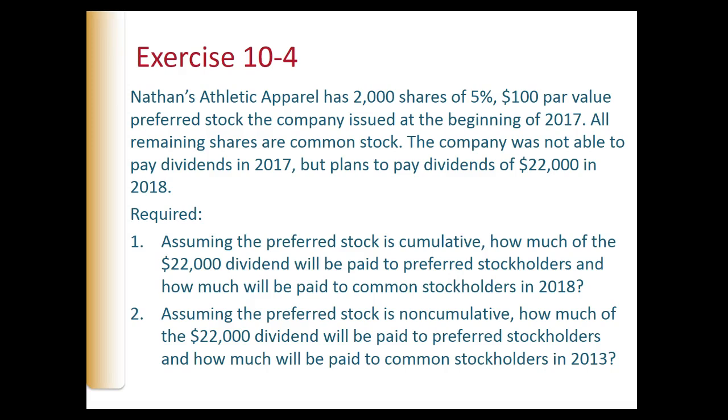Let's look at a problem. Exercise 10.4 in your book. Nathan's Athletic Apparel has 2,000 shares of 5%, $100 par value preferred stock the company issued at the beginning of 2017. All remaining shares are common stock. The company was not able to pay dividends in 2017, but plans to pay dividends of $22,000 in 2018. Assuming the preferred stock is cumulative, how much of the $22,000 dividend will be paid to preferred stockholders and how much will be paid to common stockholders in 2018? And then the next is assuming the preferred stock is non-cumulative, how much of the $22,000 dividend will be paid to preferred stockholders and how much will be paid to common stockholders in 2018.